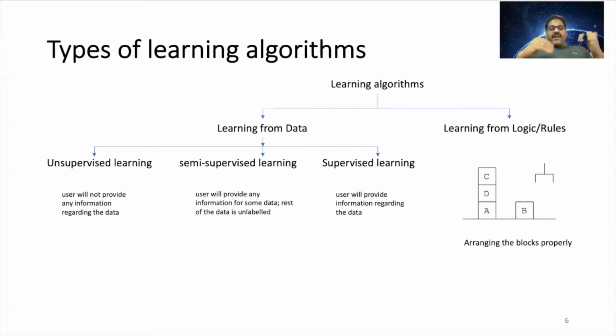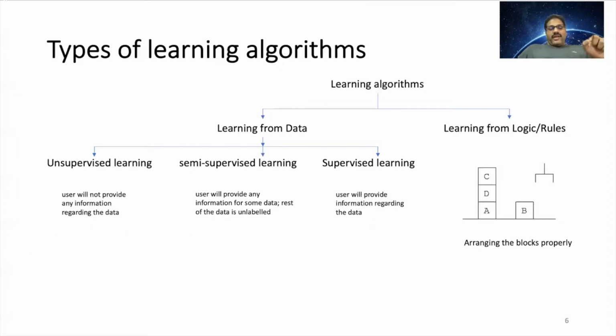In semi-supervised learning, the user will provide some information on some portion of the data, not on the entire data. The rest of the data will remain unlabeled. The algorithm has to learn from this type of data set and make the decision. This is called semi-supervised learning.